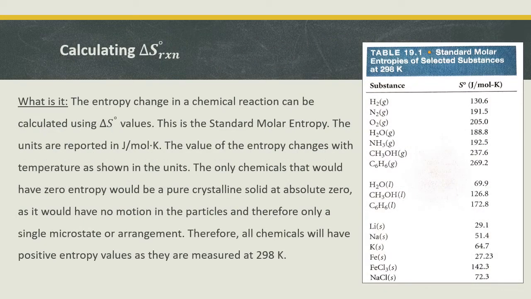Now we're going to take a look at calculating our delta S of our reaction. So what is this? The entropy change, delta S, in a chemical reaction can be calculated using delta S naught values. So these are the standard molar entropy values. Okay, so standard because of the little circle, the naught symbol. And molar entropy is the delta S. So S is what represents entropy. I think S is used because they ran out of letters by the time they came up with entropy. Other than that, the letter doesn't match the name, unfortunately.